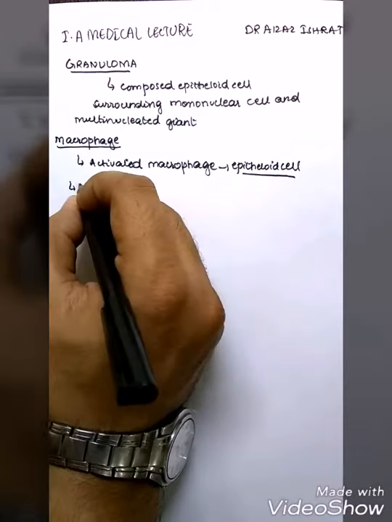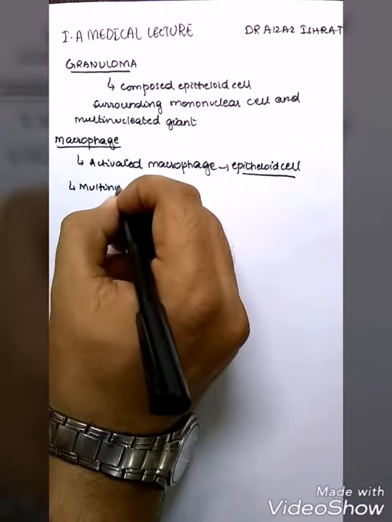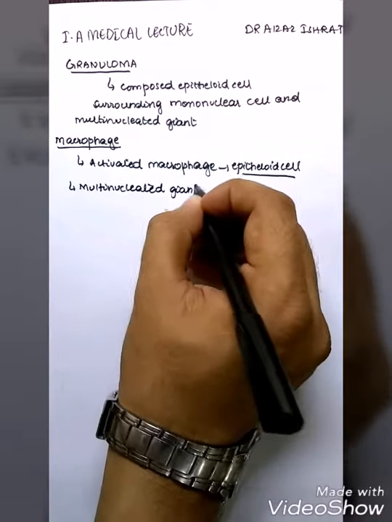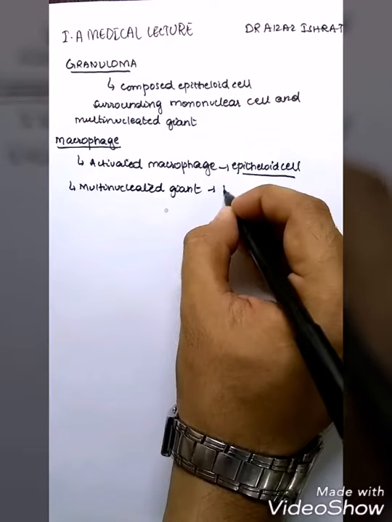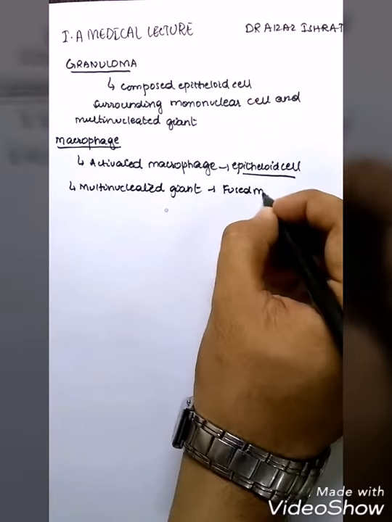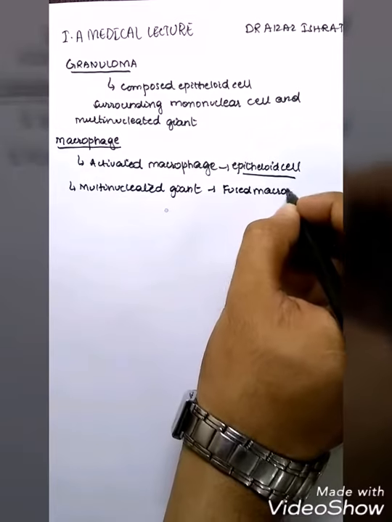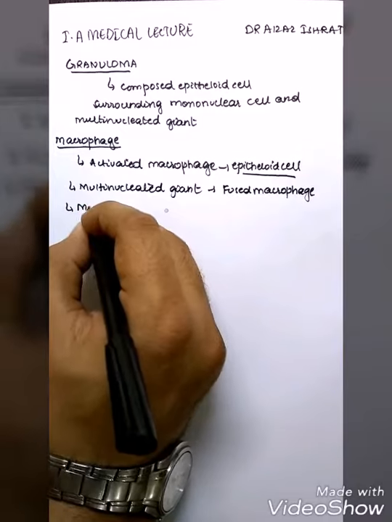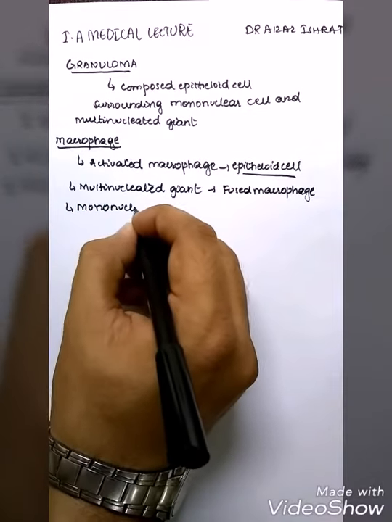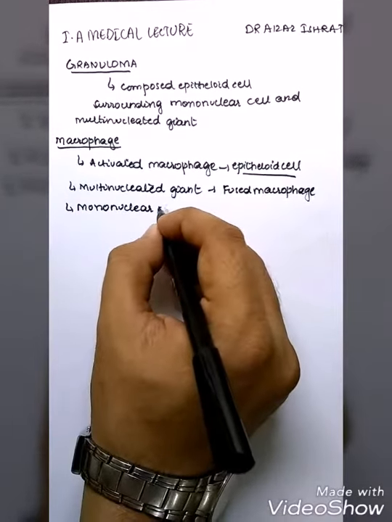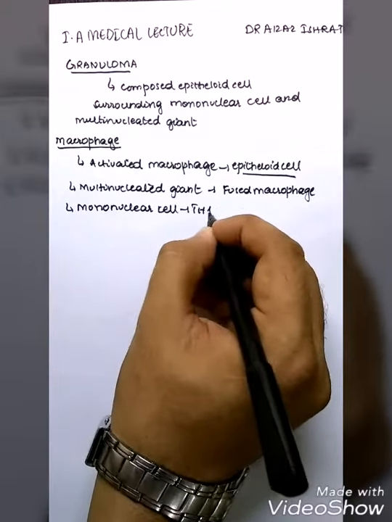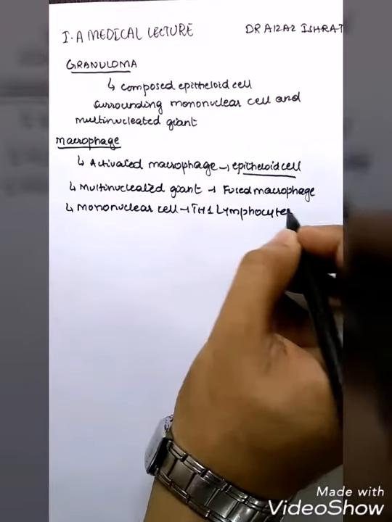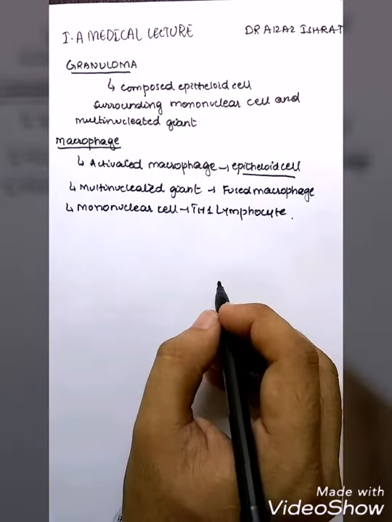And I say the multinucleated giant cell is fused macrophages. When macrophages become fused, they become a multinucleated giant cell. And of course the mononuclear cell is not the macrophage, but it is the Th1 lymphocyte. So it is the whole story of the macrophage.